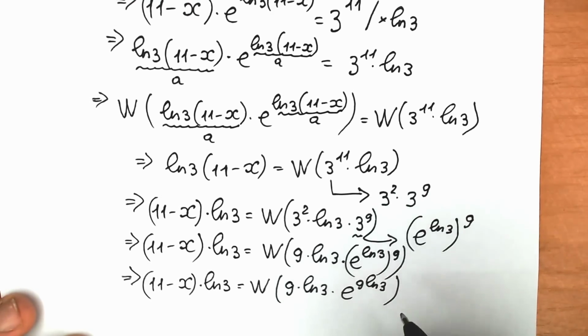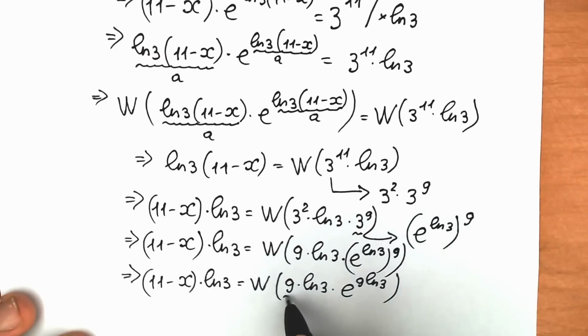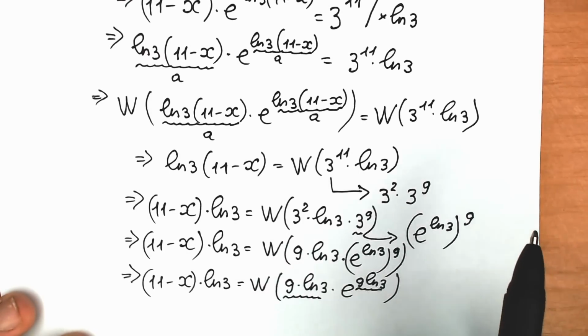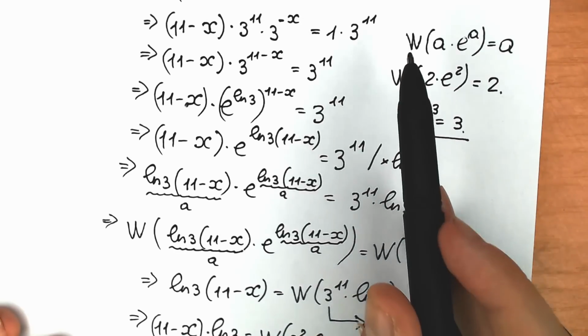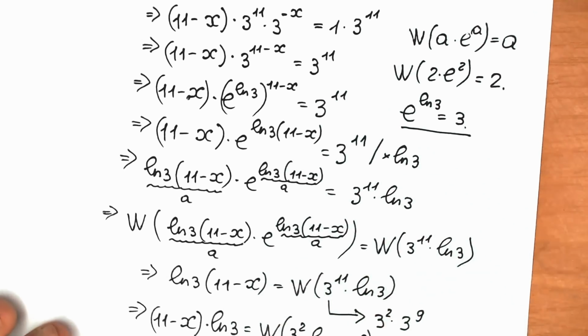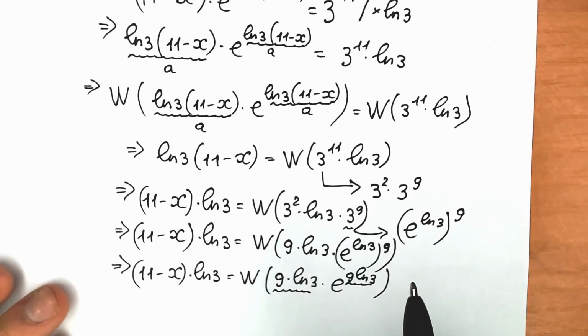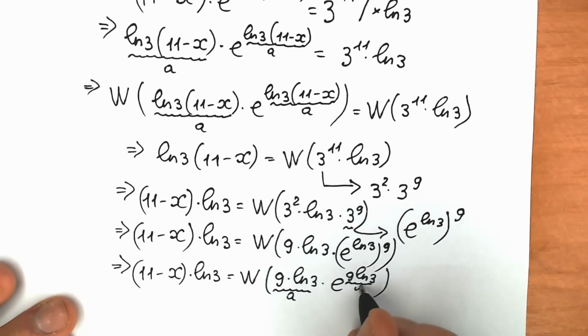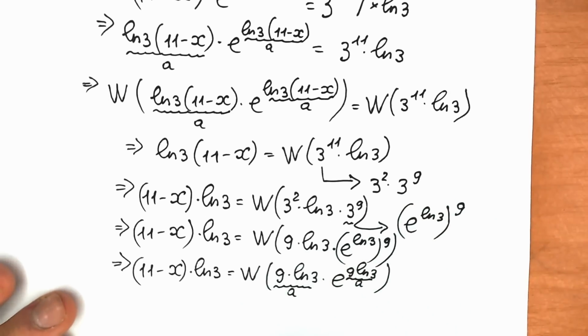Okay, and right now let's look closely. What do we have? 9 times natural log 3, and right here we have 9 times natural log 3. So going back to our definition, when we have Lambert W function of a times e to the power a, as a result we have only our a. So in our case, on the right side we will have only 9 times natural log 3.